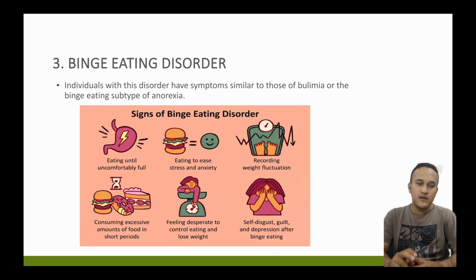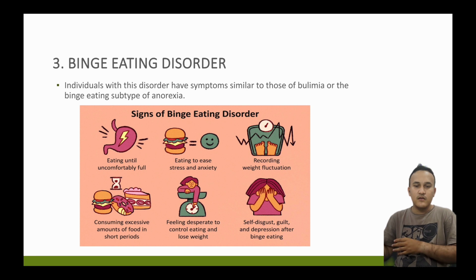Next is binge eating disorder. Individuals with this disorder have symptoms similar to those of bulimia or the binge eating subtype of anorexia. For instance, they typically eat unusually large amounts of food in a relatively short period of time and feel a lack of control during binges. People with binge eating disorder do not restrict calories or use purging behavior, such as vomiting or excessive exercise, to compensate for the binge.